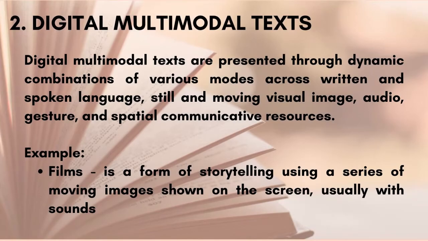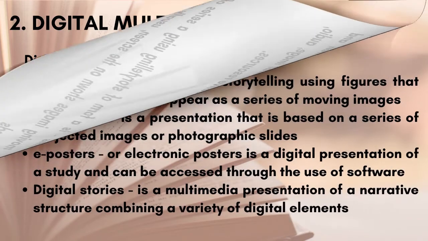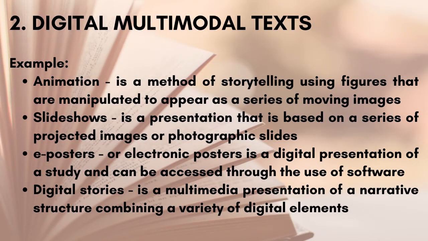Second, digital multimodal text. Digital multimodal texts are presented through dynamic combination of various modes across written and spoken language, still and moving visual image, audio, gesture, and spatial communicative resources. Example: films is a form of storytelling using a series of moving images shown on the screen, usually with sounds. Animation is a method of storytelling using figures that are manipulated to appear as a series of moving images.